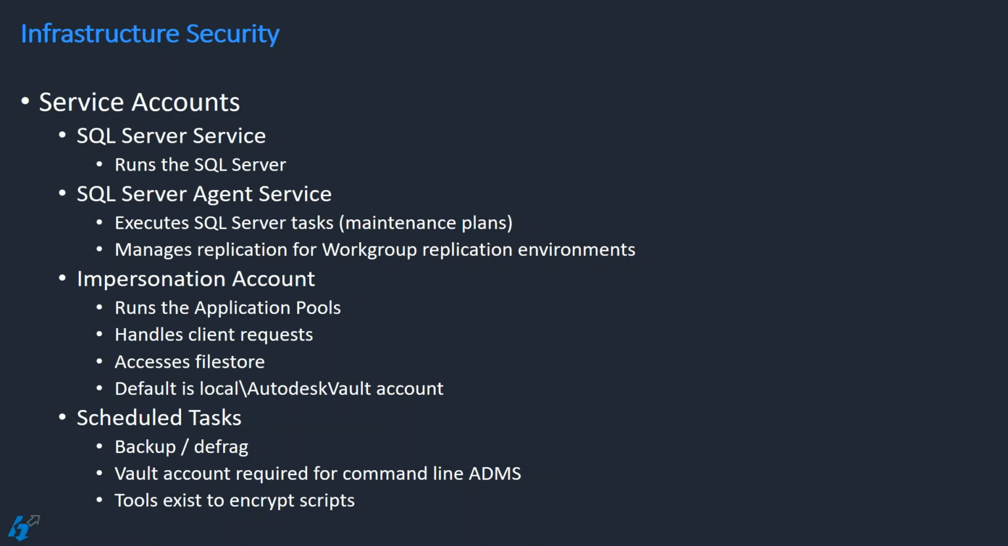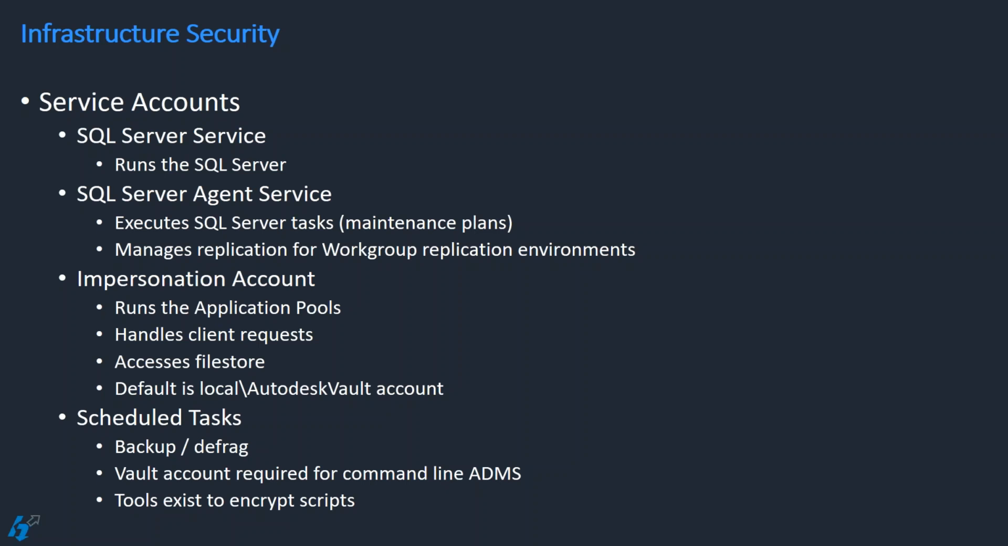We'll talk about that a little bit more in just a second. It also accesses the file store. So when a user requests a file from Vault, the account that actually grabs that file from the location on disk, puts it into the pipe and sends it to the client, that's the impersonation account. So it has to have permission on the file store or it can't do its job.